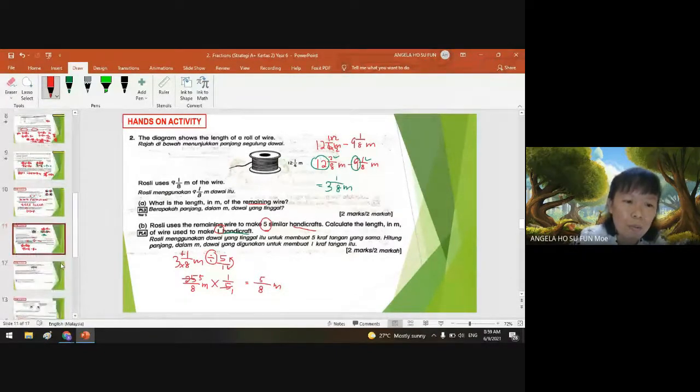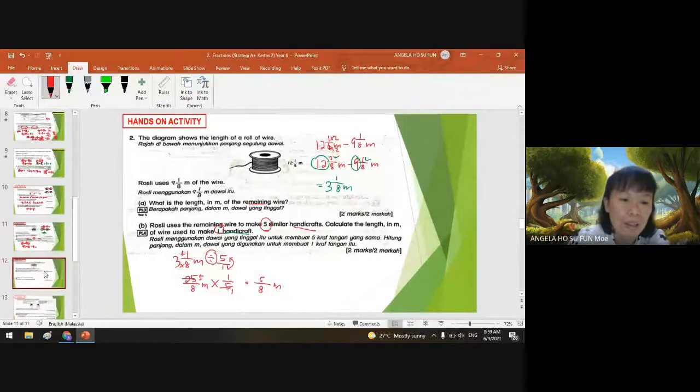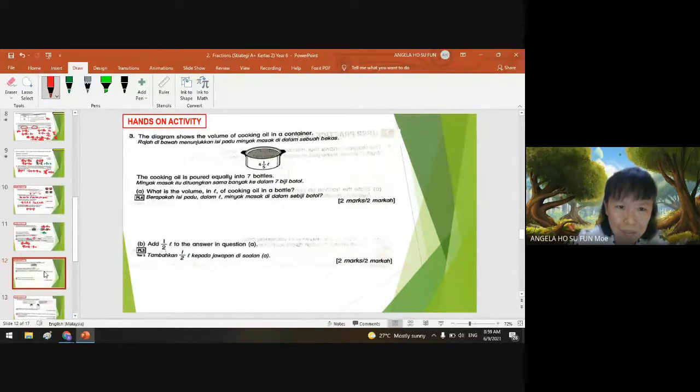Right? Shall we do another one? How about this? You try to do this one. Okay, we read together. We try this last question here. The diagram here shows the volume of cooking oil in the container. This is a cooking oil in the container here. The cooking oil is poured equally into 7 bottles. What is the volume in liter of cooking oil in a bottle?